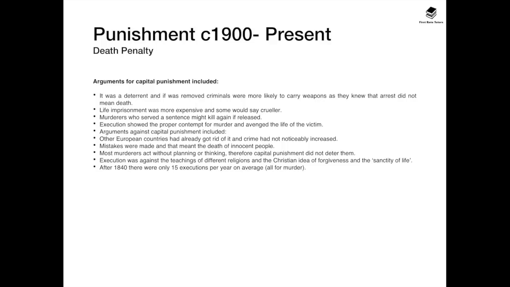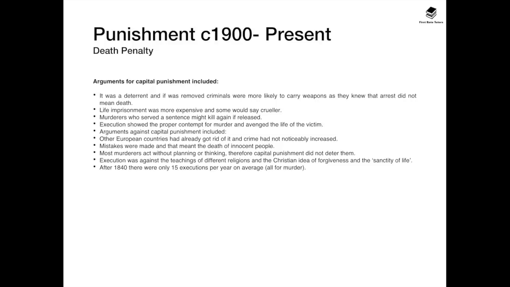Arguments for capital punishment included: it was a deterrent, and if removed, criminals were more likely to carry weapons as they knew that arrest did not mean death. Life imprisonment was more expensive and some would say crueler. Murderers who served a sentence might kill again if released. Execution showed the proper contempt for murder and avenged the life of the victim.